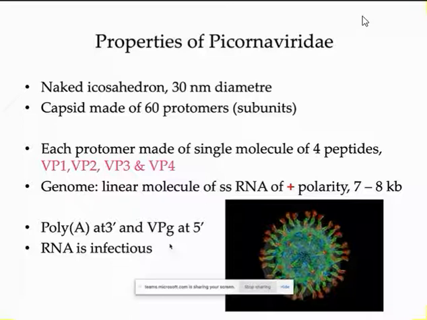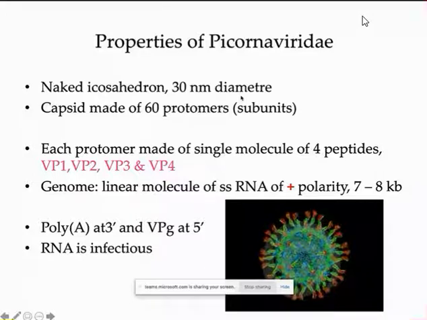Okay, and they have a linear molecule of single stranded RNA, positive sense RNA with a 7 to 8 kilo base pairs genome sequence. They are called picorna because their RNA is very small. See here, only 7 to 8 kilo base pairs. Pico means very small, RNA means ribonucleic acid. So since they are RNA viruses which contain positive sense single stranded RNA with very small genome size, only 7 to 8 kilo base pairs.